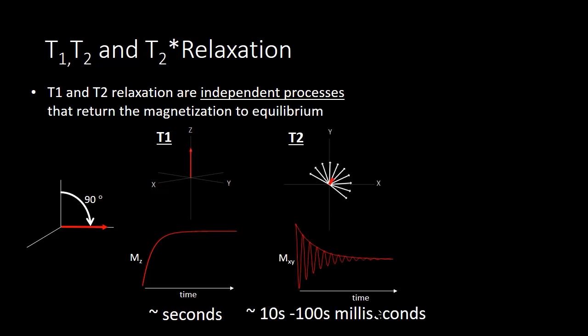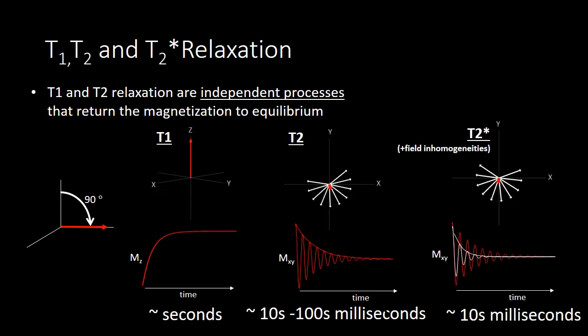The T2 describes the decay of signal in the transverse plane. So we start off with a nice coherent signal where our spins are precessing coherently, but then over time they interact with each other and create little magnetic field variations that cause them to precess at slightly different rates, and they start to dephase very quickly. And so in the transverse plane, our signal decays away with T2. And that exponential decay happens with a time constant that's on the tens or hundreds of milliseconds time scale.